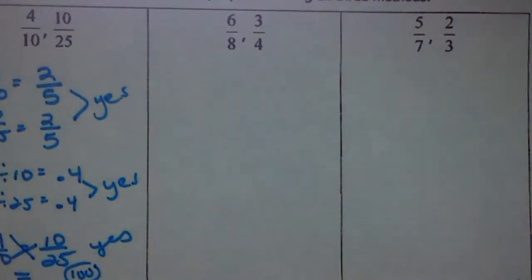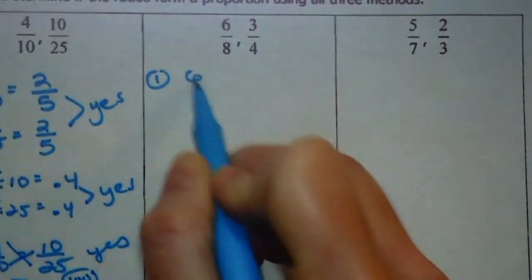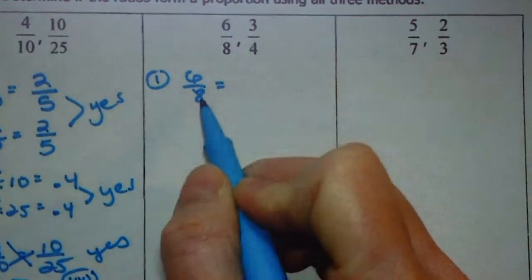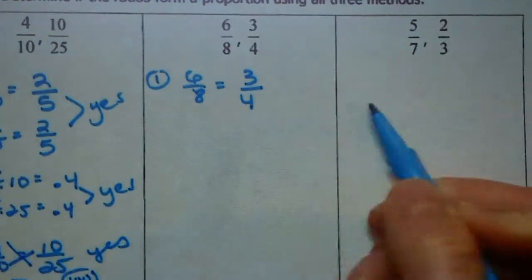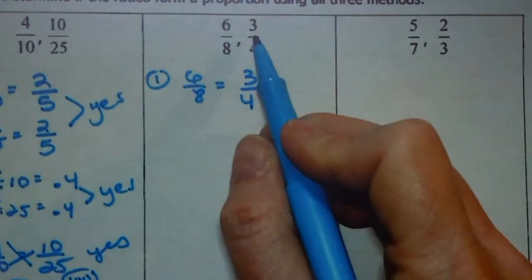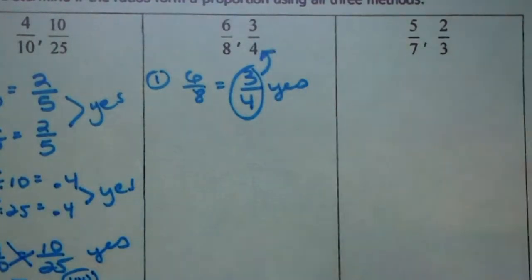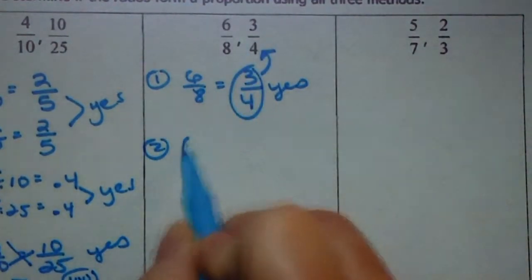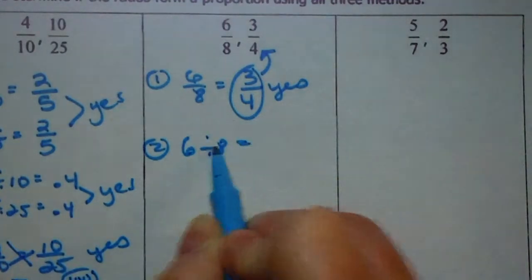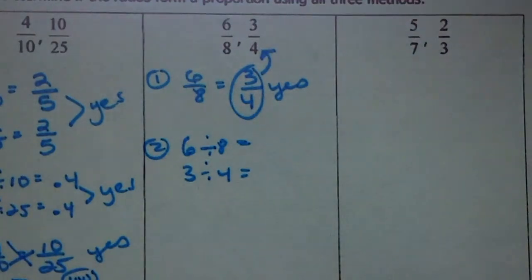I have 6/8 and 3/4. We're going to do this all 3 ways. So way number 1, we're going to simplify 6/8. All right, 2 goes into 6 3 times, 2 goes into 8 4 times, and the other fraction that we have is 3/4. So it's a yes. 3/4 does equal 3/4. The second way, I could take 6 divided by 8 and 3 divided by 4 and make sure I get the same thing.